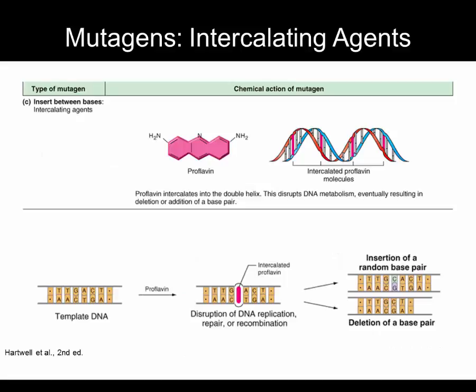Most of the other things we think about as mutagens are chemicals that either modify DNA or cause errors during replication. Proflavin is an example of an intercalating agent. Notice its planar 3-ring structure. It sort of resembles the 3 rings you see with a purine-pyrimidine pair. Due to this structure, it can intercalate, or move in between, the base pairs in our DNA. During replication, this leads to the insertion or deletion of single base pairs.